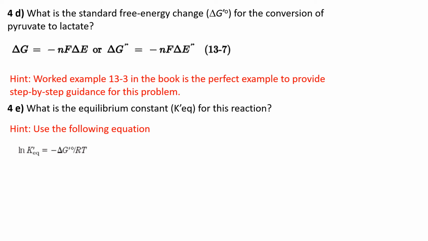Okay, for question 4D, what is the standard free energy change for the conversion of pyruvate to lactate? So the hint is that this is the equation that you're going to use, and if you go to worked example 13-3 in your book, they have another example exactly like this problem, so it'll provide step-by-step guidance. And then for 4E, what is the equilibrium constant for this equation? The hint that I'm giving you is that this is the equation that you use.